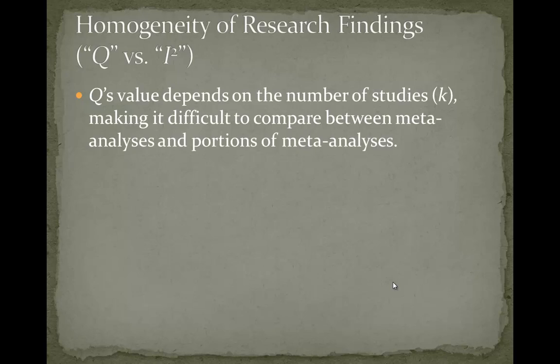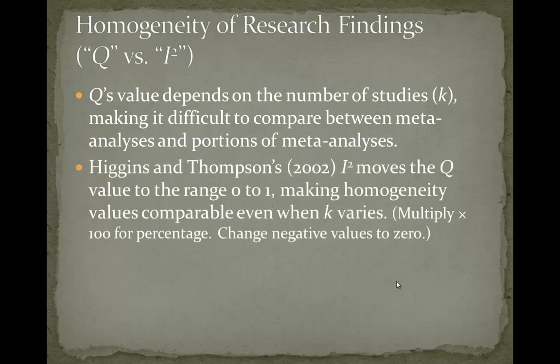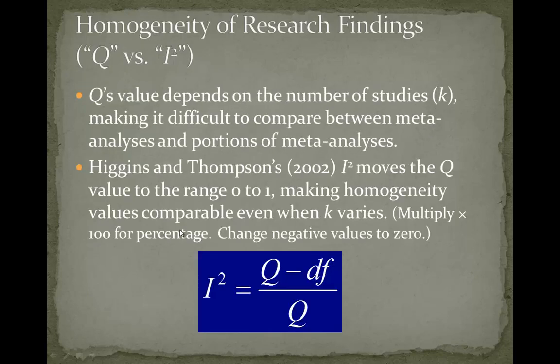Okay. Q's value depends on the number of studies that you're integrating. So that makes it difficult to compare between meta-analyses and portions of meta-analyses. So it's become quite routine to use I-squared for that. Higgins and Thompson used the Birge ratio and a lot of mathematical operations to move Q in the range of 0 to 1 or 0 to 100 if you use the percentage form. And that makes homogeneity values comparable even when K varies. Okay? You see how to deal with some subtleties here. So the equation looks like this, and you would multiply it by 100 to get a percentage. And if you have a negative value, you change it to 0. Those are the rules right now conventionally.